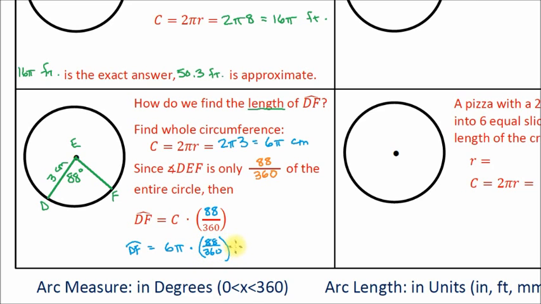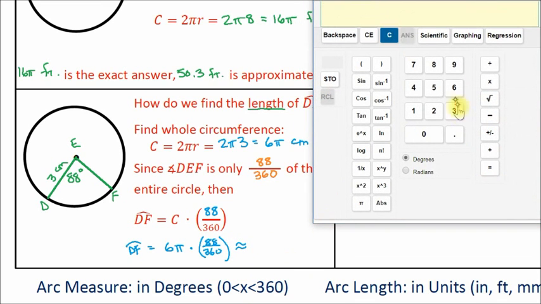And now we can just put that in our calculator, and we're going to get an approximate value. Let's put the whole thing in our calculator. 6 pi times, and in parentheses, actually you don't even need the times. You can just do 6 pi. Well, let's put the times in there, because that's what we wrote in our equation. Times, and in parentheses, 88 divided by 360. There's our ratio of how much of the circumference we're looking to measure, or to get the length of.